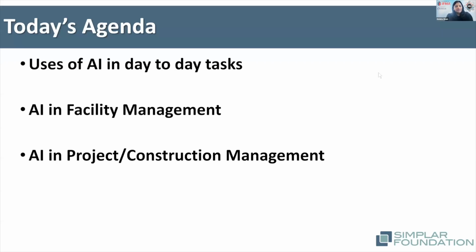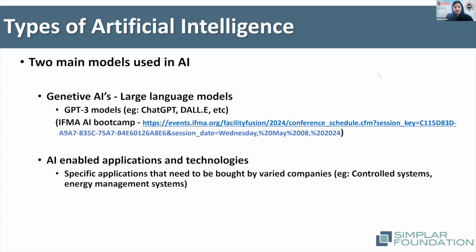So today we'll be talking about the uses of AI in day-to-day tasks and how we could achieve that. Then we move on to AI in facility management and some introduction to AI in construction management as well. There are mainly two types of artificial intelligence. One is generative AI, which is a large language model. As we know, examples are ChatGPT and DALL-E.